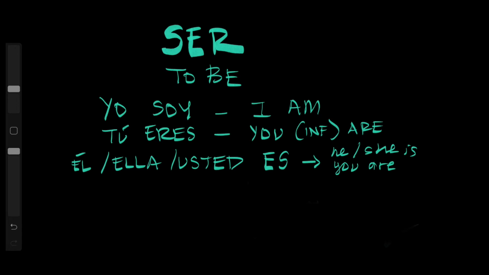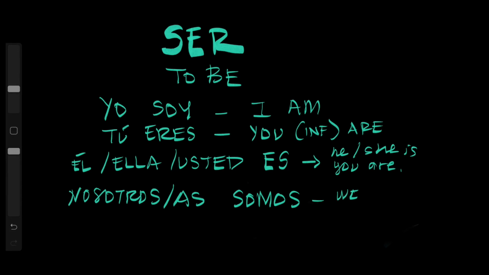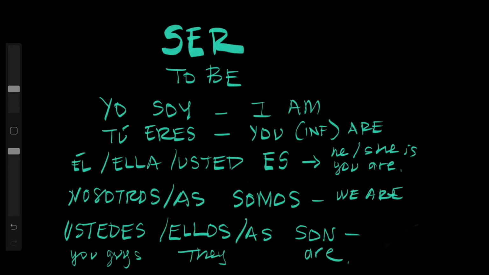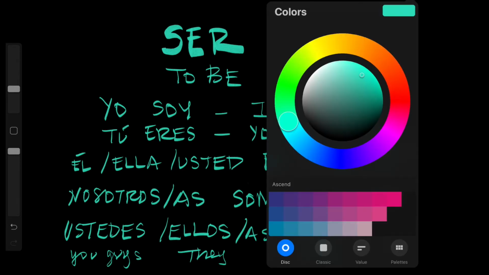Nosotros and nosotras get the same conjugation, which is somos. And ustedes and ellos and ellas share the same conjugation, which is son. Ustedes son, you guys are. Ellos son, they are. Ellas son, they, all female, are.